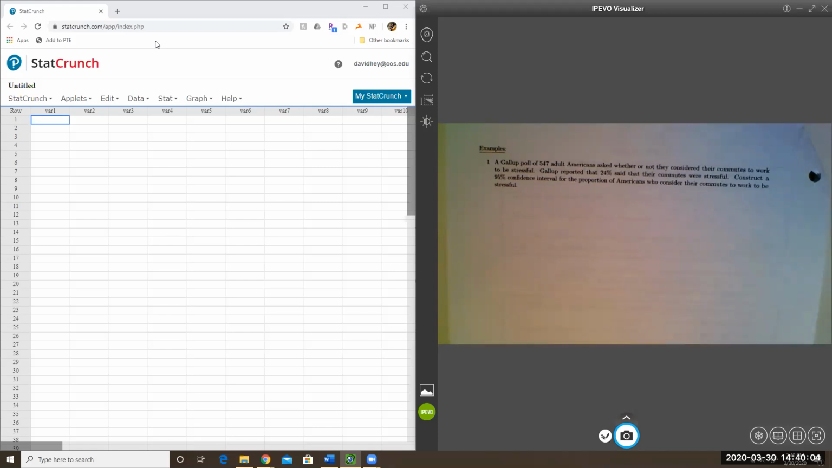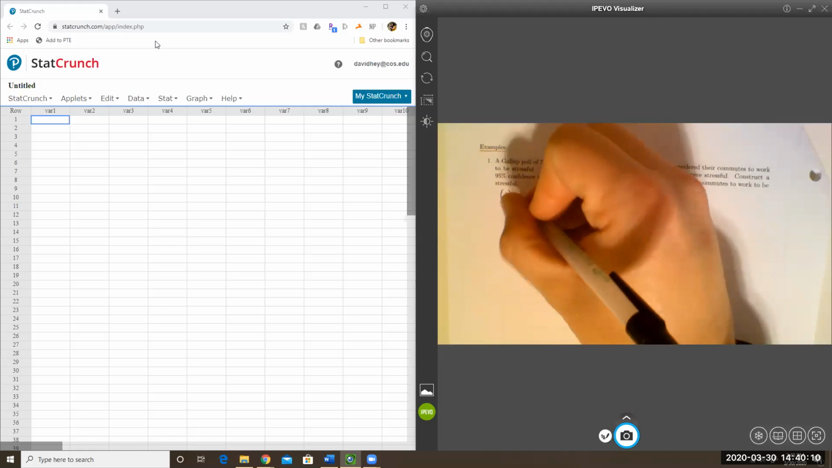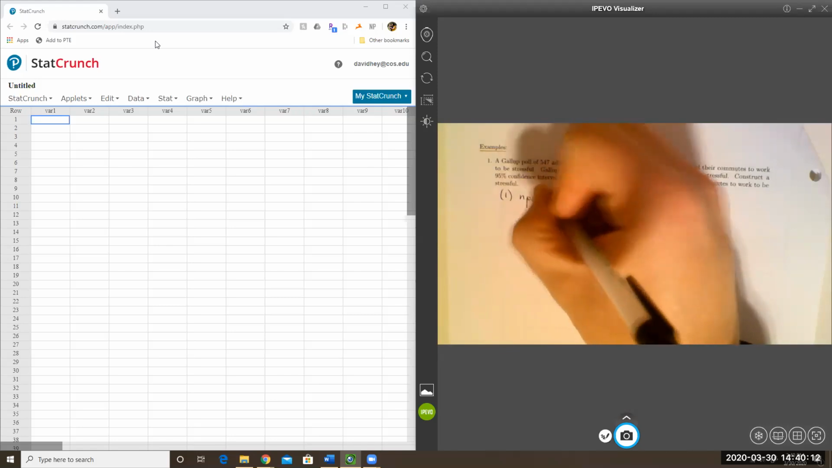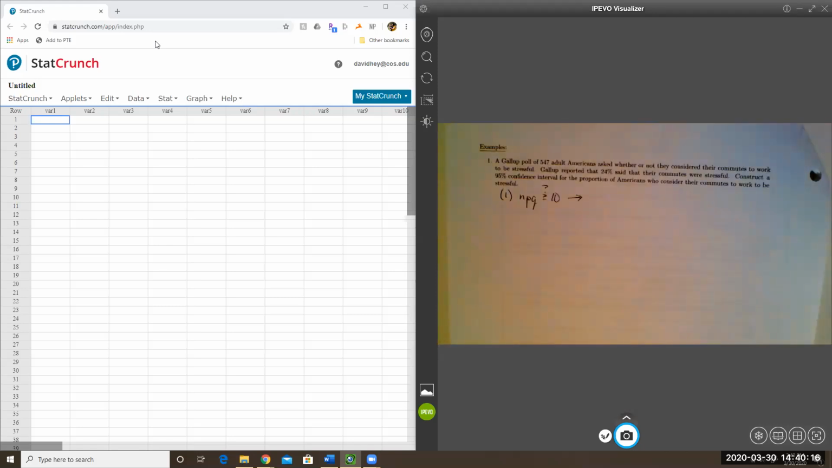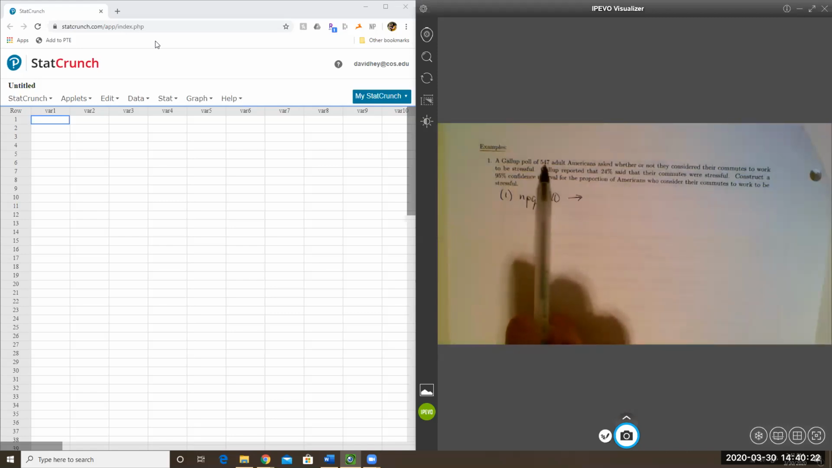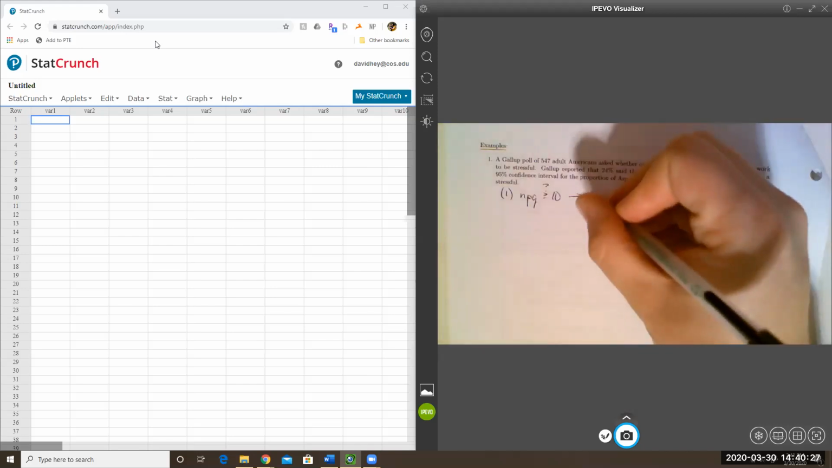Okay, well, if we're checking conditions here, then first of all, we need to make sure that n times p times q is bigger than or equal to 10. Well, let's see. It looks like our sample size was 547, right? It was a poll of 547 Americans. So n is 547.